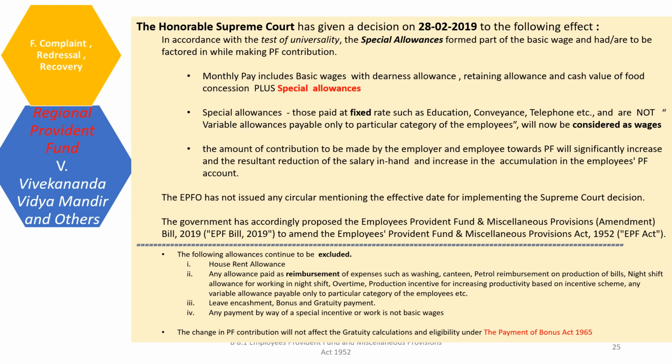And the principle that Supreme Court depended upon was the test of universality. If an allowance is paid to everybody as a fixed amount, it is universal. If it is universal, it is a special allowance. If it is a special allowance, it has to be a part of monthly pay. Meaning, on that, there has to be payment of contribution of employer and employee.